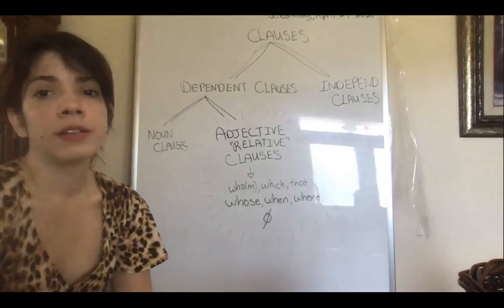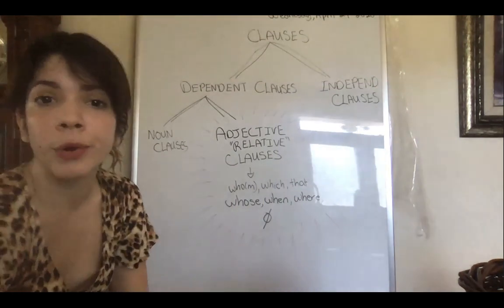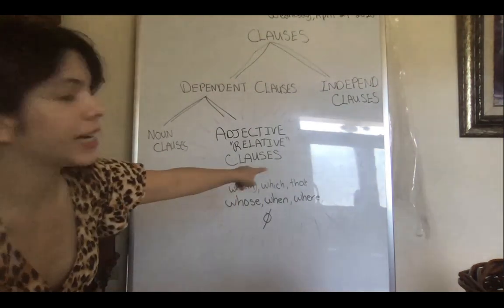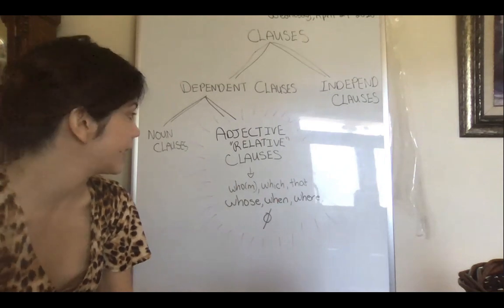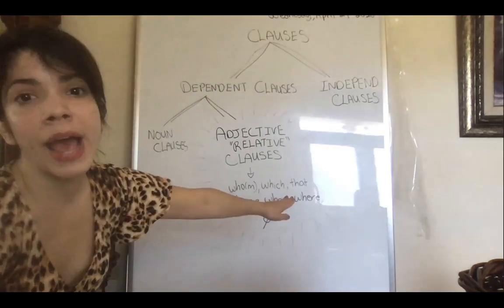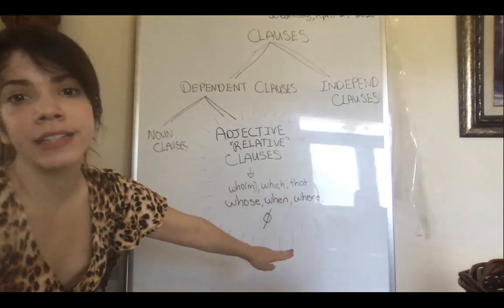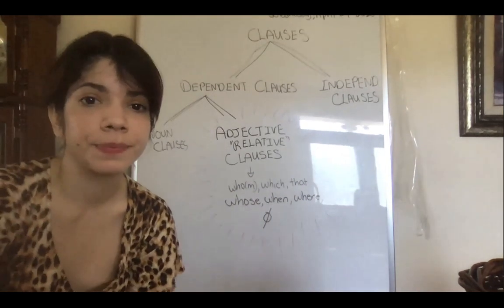So last time we spoke about the pronoun words whom, which, and that. And today we're going to continue with this discussion, and we're going to add to that list whose, when, where, and nothing. Okay? So we continue with that.